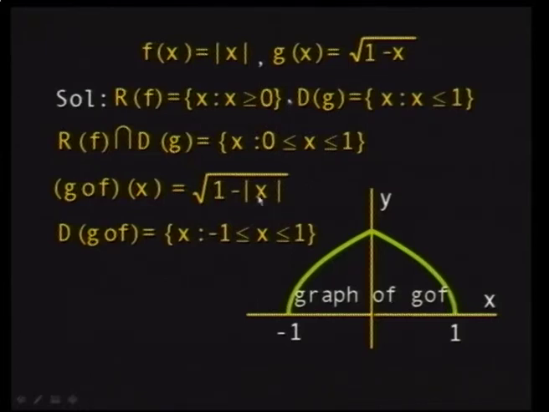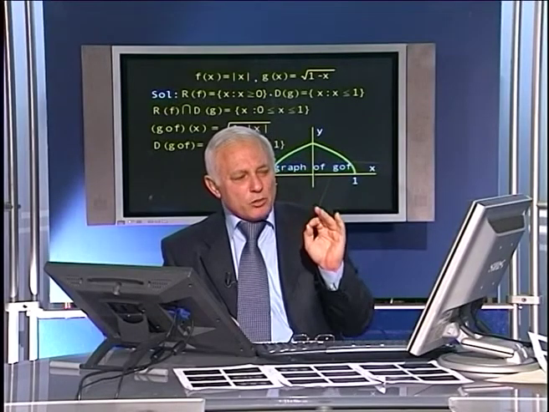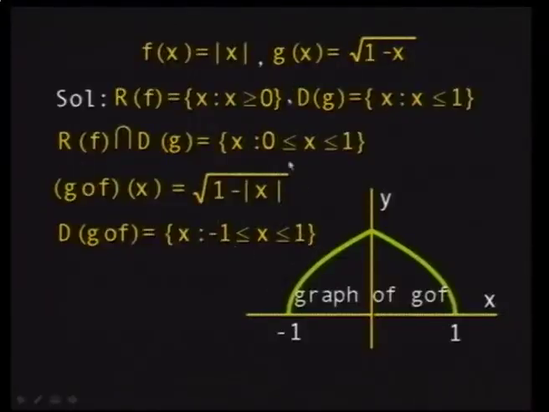1 minus modulus x, what is the domain of this function? The domain of this function is x running such that 1 minus modulus x must be greater or equal to 0. In other words, x runs between -1 and 1. And once you do this, it's not enough. You didn't end the problem. You have to go back and intersect this with the inner function, which is f. Now f here is what? This is the inner function, x greater than 0. X lies between -1 and 1. The domain of the composition here is all values of x between -1 and 1.